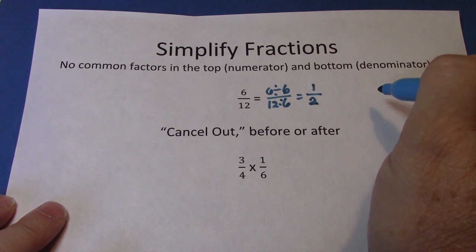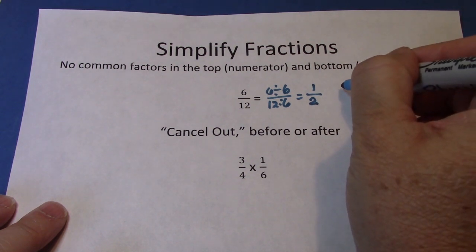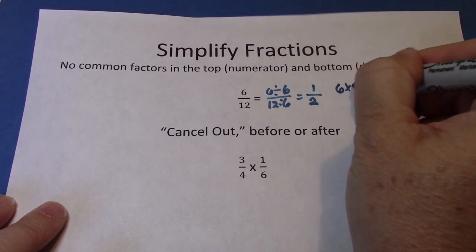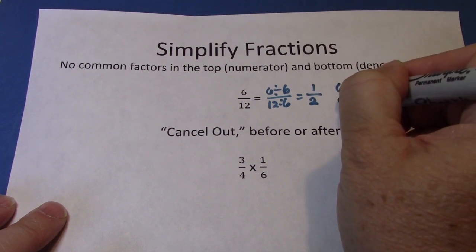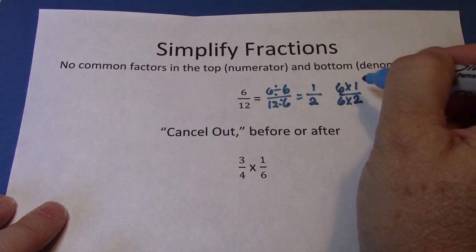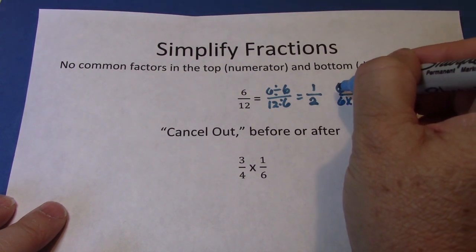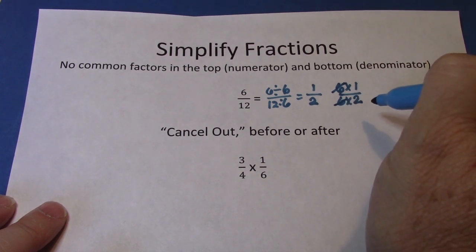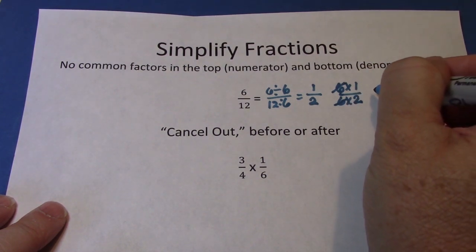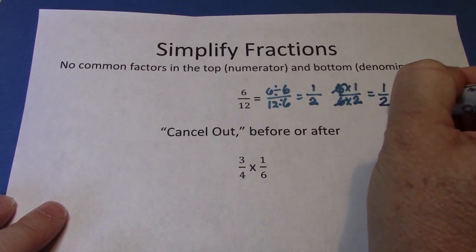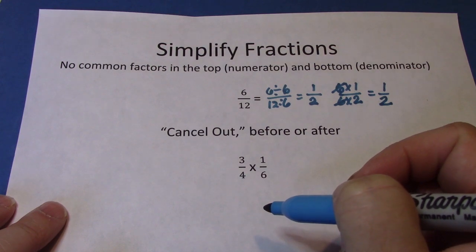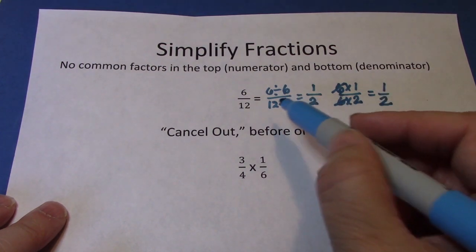The other way to do that would be to notice that you can factor out the 6. 6 is 6 times 1, and 12 is 6 times 2. And what we do is we cancel that out. We call this canceling. We say, oh, there's the same thing in the top and the bottom. If we remove those, we change the format but not the value, and again, we get 1/2. You can do that before or after you do your problem. We just did it after the problem.